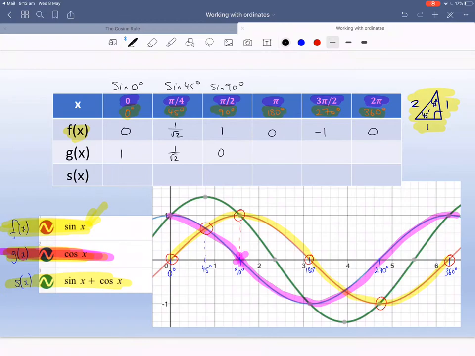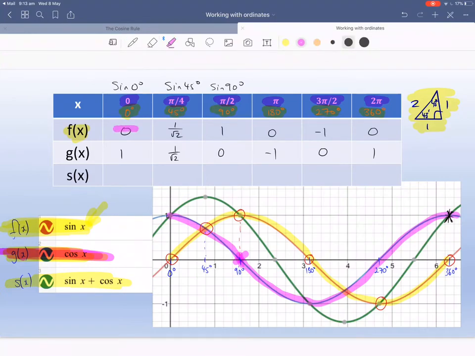At pi, it's actually -1. At 270, it's back to 0. And at 360, it's actually back to 1. And you can see that here, right here, that is 1. All right, now when we're adding ordinates, we're just adding y values.